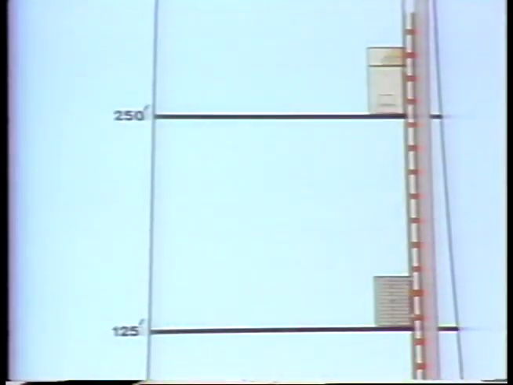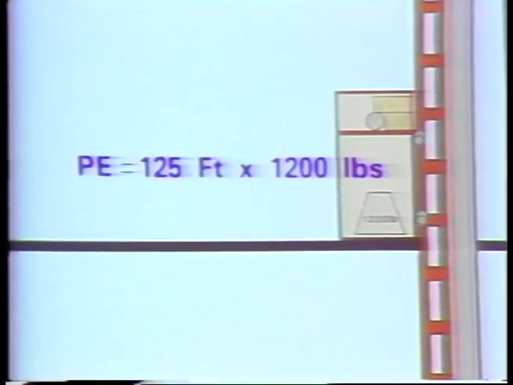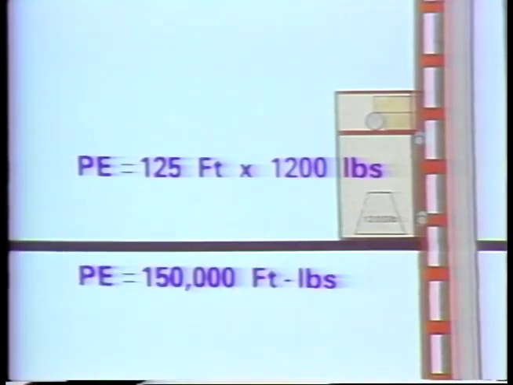Well, now let's reduce the height of the elevator in relation to the bottom of the shaft by half, but we'll keep the load the same. This time, PE is equal to height, 125 feet, times weight, 1,200 pounds, or 150,000 foot-pounds. Once again, we've reduced the potential energy by half. We can then conclude that reducing either the height or weight of an object by half will cause the potential energy of the object to also be reduced by half.